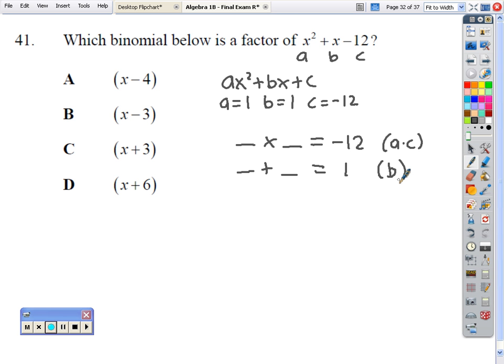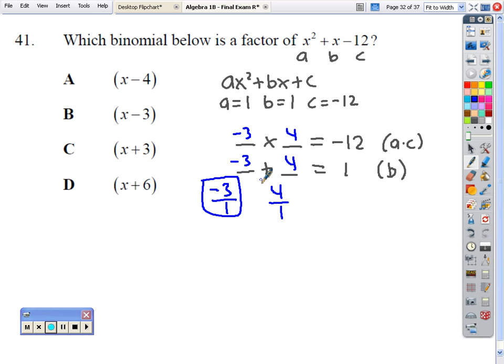So 4 and 3 are going to help us get to 1. 12 is negative, which means one of our numbers has to be negative, but 1 is positive, so it's going to be negative 3 times 4 is negative 12, negative 3 plus 4 is 1. The numbers have to be the same on both rows. Okay? I then take those two numbers and put them over the a value, which in this case is 1.